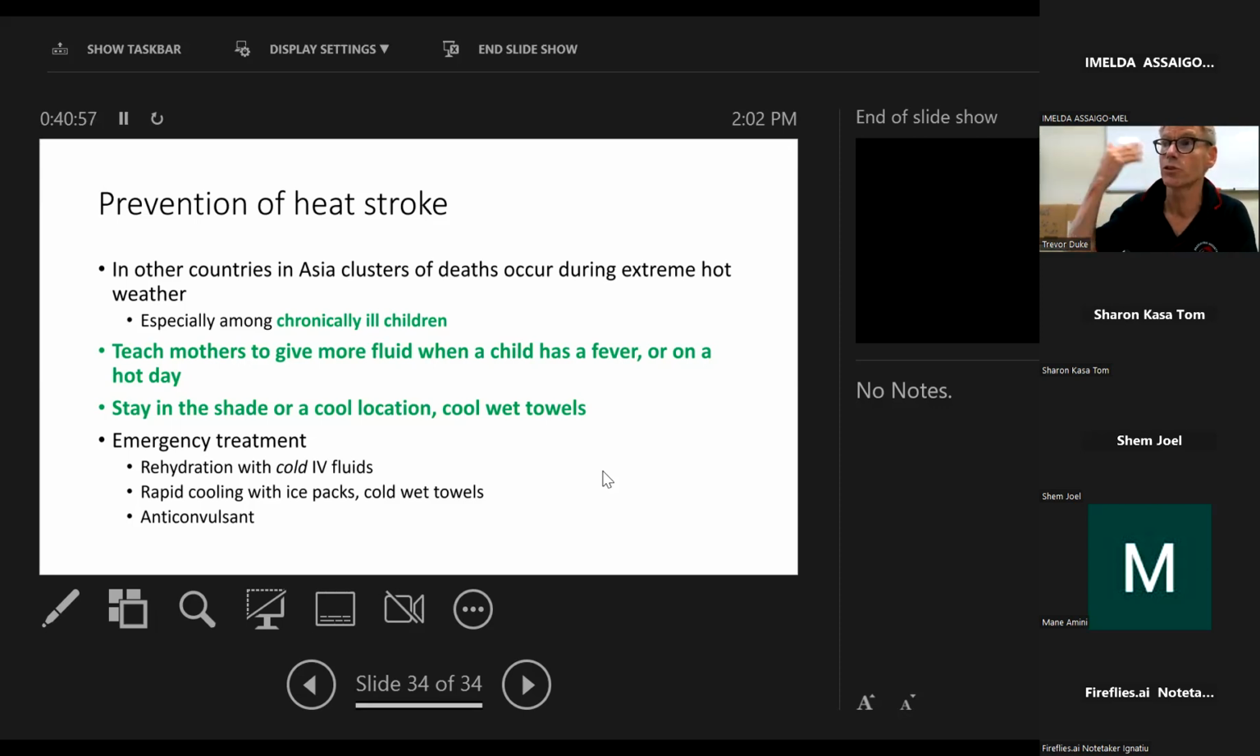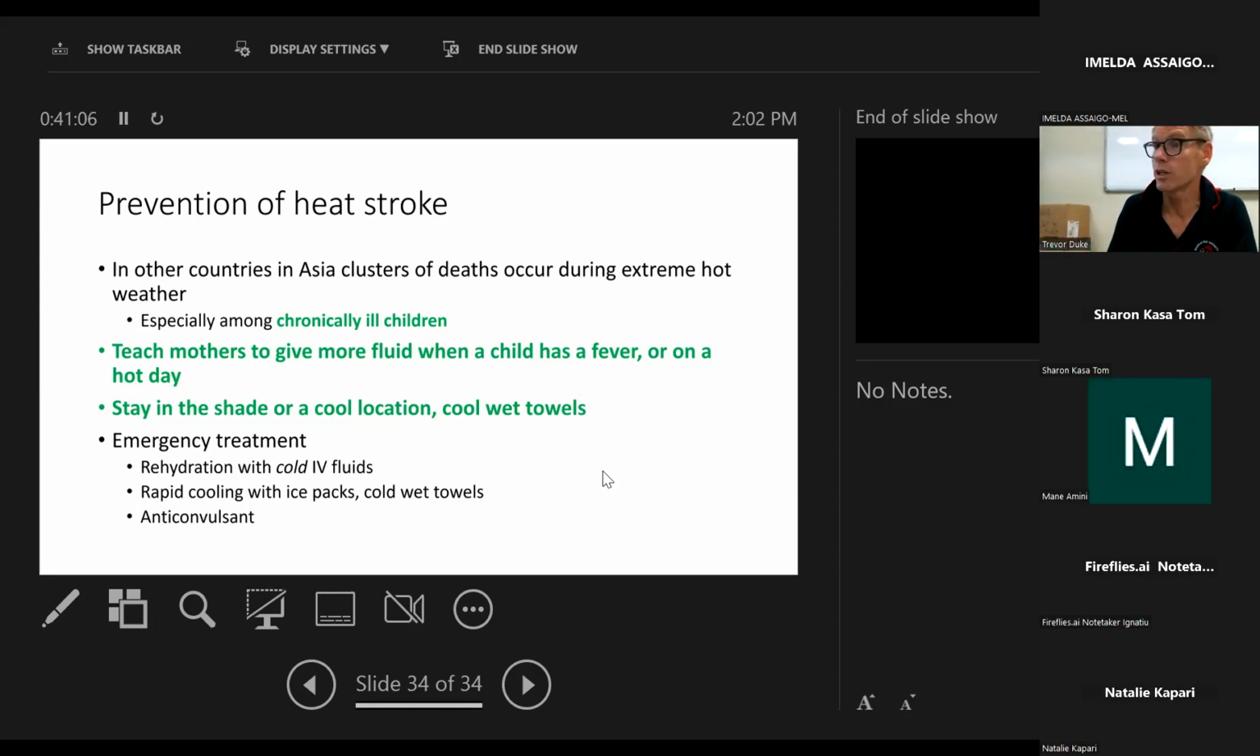Give some anticonvulsants because they're likely to seize. But those things that really cool the child down as quickly as possible might preserve their organ function, right? That's really all you can do. Obviously treat them with antibiotics because they might have a bacterial infection as well.